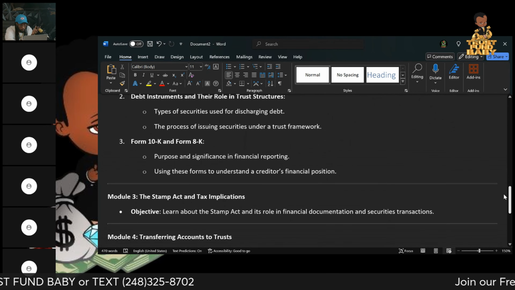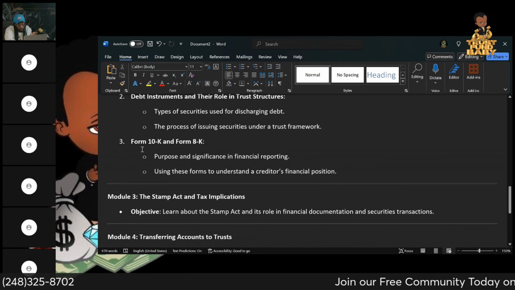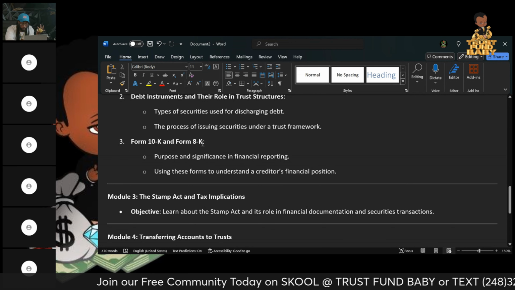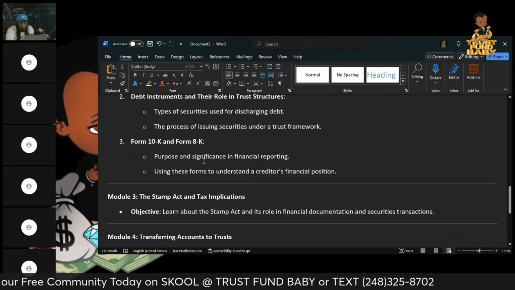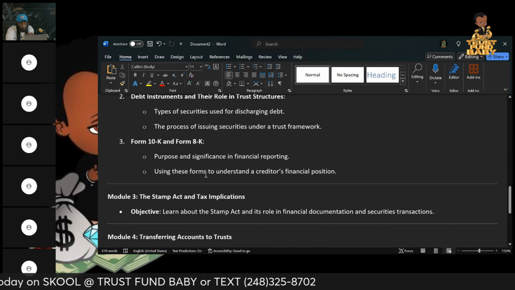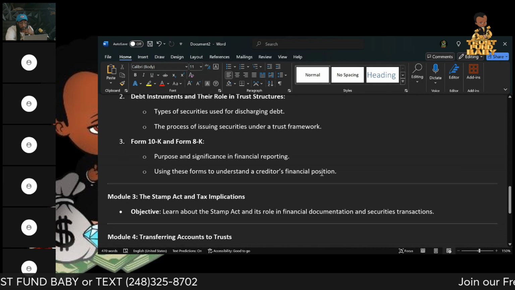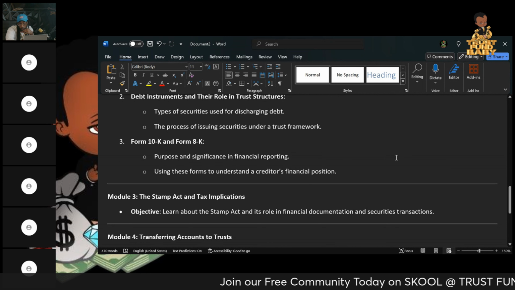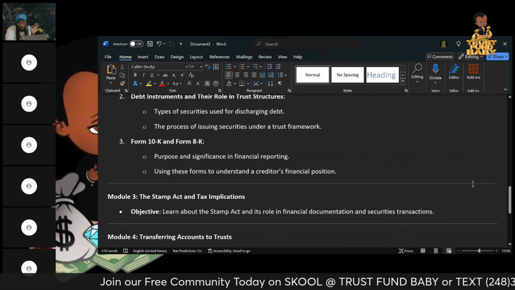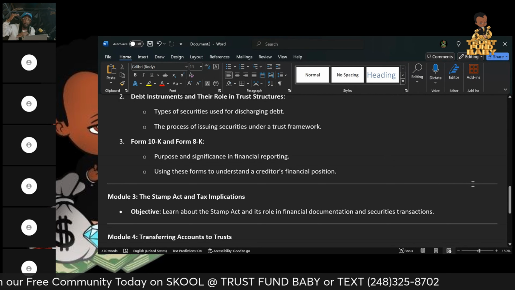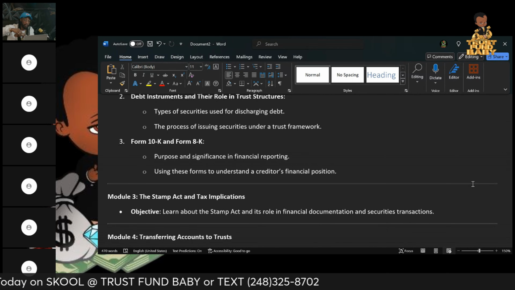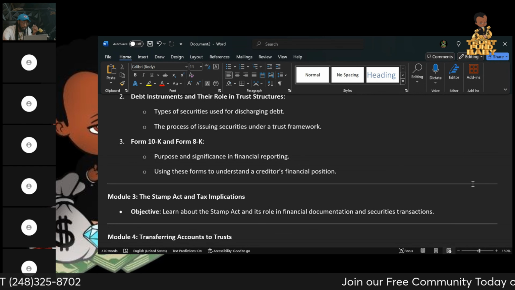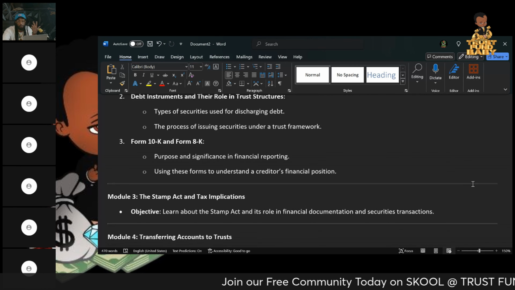Types of security used to discharge debt. We went over that. So once again, we also went over this. I already had most of this information in my head before I showed you all. So Form 10-K, Form 8-K. Purpose and significance in financial reporting, and using these forms to understand a creditor's financial position. The 8-K shows where they are allocating their money. The 10-K shows who all the responsible parties are. It's pretty much like a bylaw of how you're operating in finance. And that's what they provide to the Securities and Exchange Commission. They have to keep on providing this. They have to make sure it's updated. So there's no way for them to hide this. You just never knew where to look.